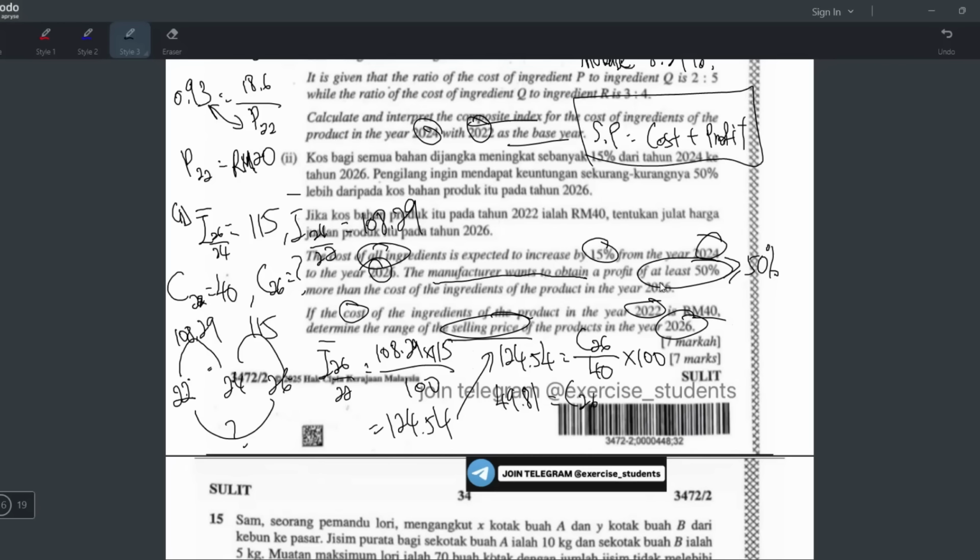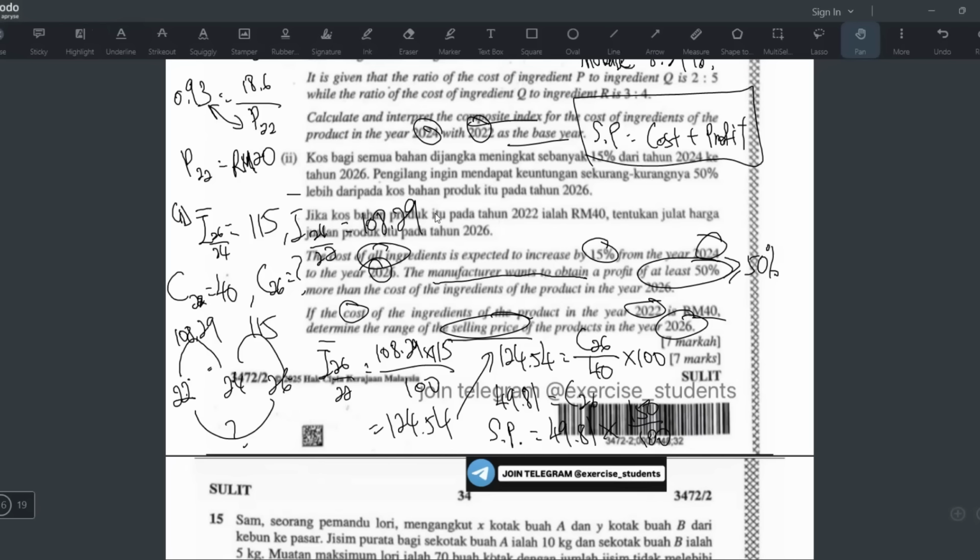Yeah. Ataupun ada lagi satu cara, kalau nak cari selling price, you can also take 49.81, straight away darab with 150 or 100. Yeah, like that also can, because you're taking this one darab 50%, after darab tambah balik the original value. So basically you just darab 150 lah.